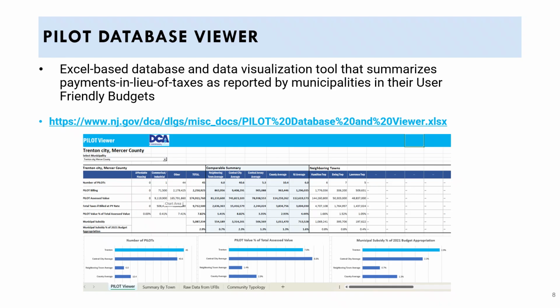It also gives you a summary of comparable communities, neighboring towns, similar towns in characteristics as far as central cities or suburbs, depending on what you are, and also your region, county, and state averages. You can also see individual towns that neighbor you and see what their pilot profile looks like as well. You can see that in a tabular format and also in a series of bar graphs below.